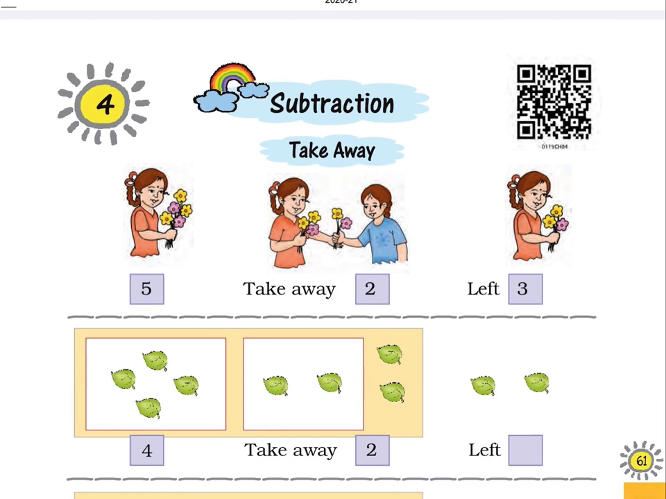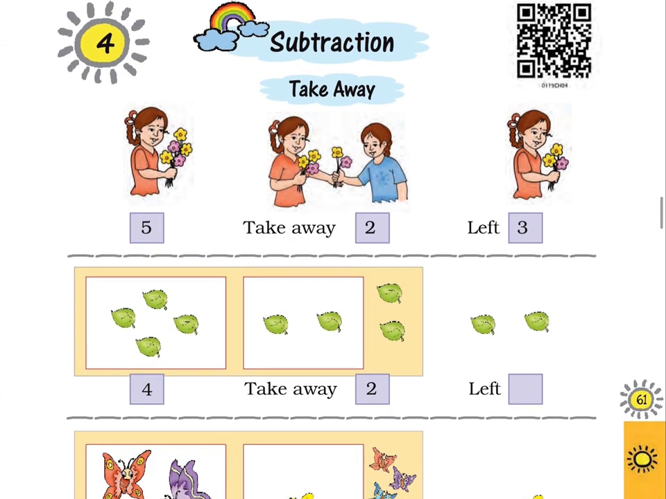Part 2, Picture 1 shows 4 leaves in a box. Number 4 is written in a box below the picture. Take away 2 leaves. 2 leaves are shown outside the box. Number 2 is written in a box below the picture.